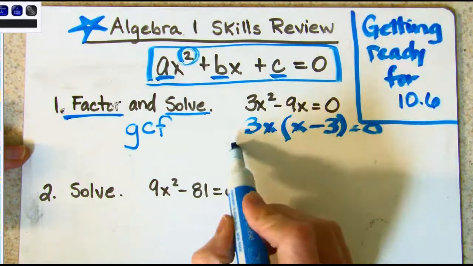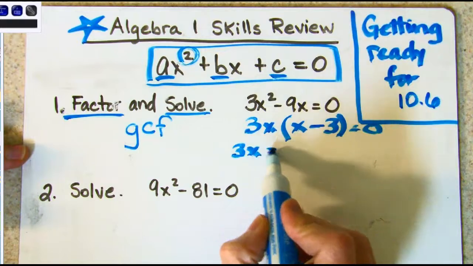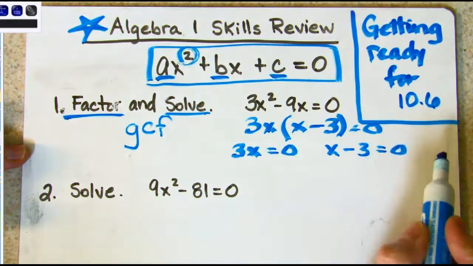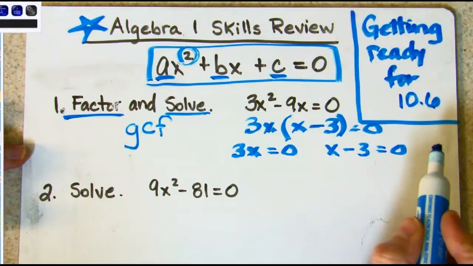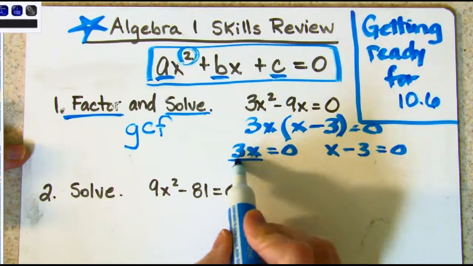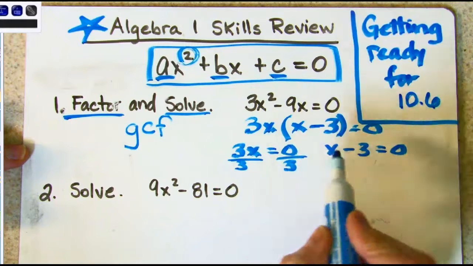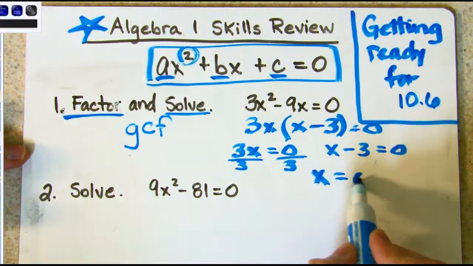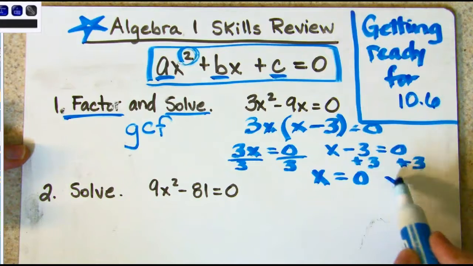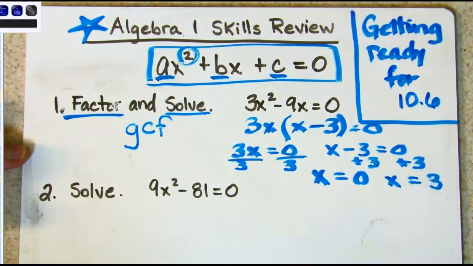You apply the zero product property where you set each factor equal to 0. So you've got 3x equals 0 and x minus 3 equals 0. You of course divide both sides by 3. You get x equals 0. And on this one you add 3. So you get x equals 3. So for this problem you actually have 2 answers. It's because it's a quadratic, 0 and 3.